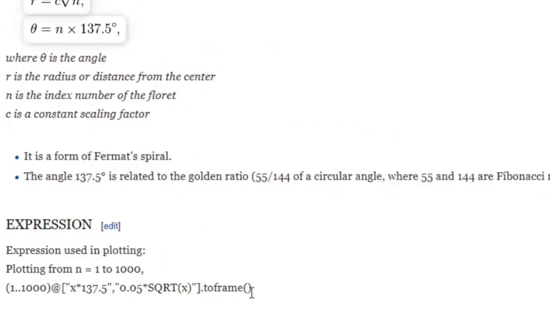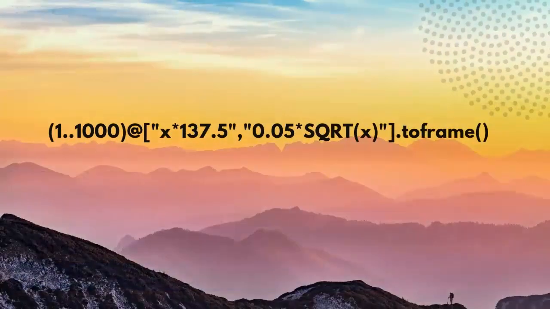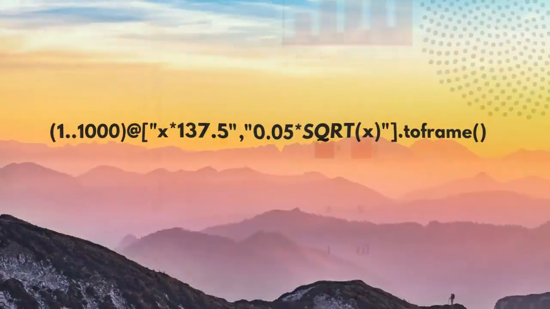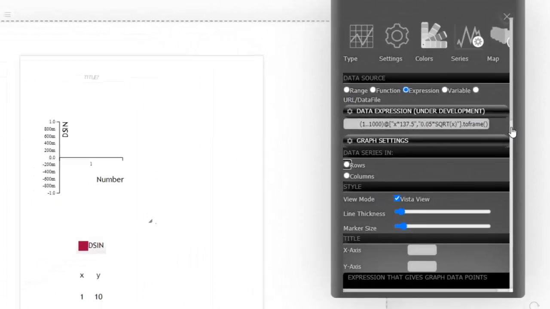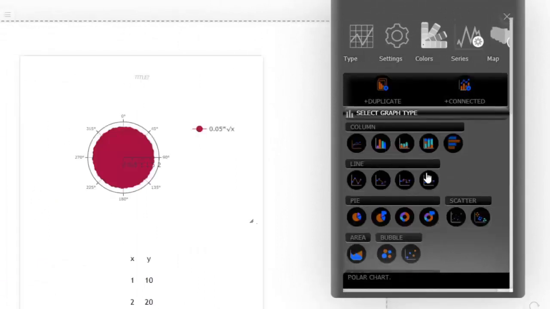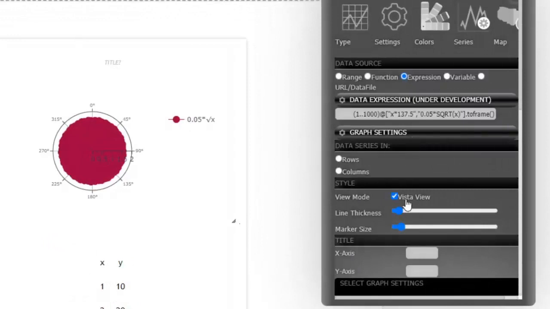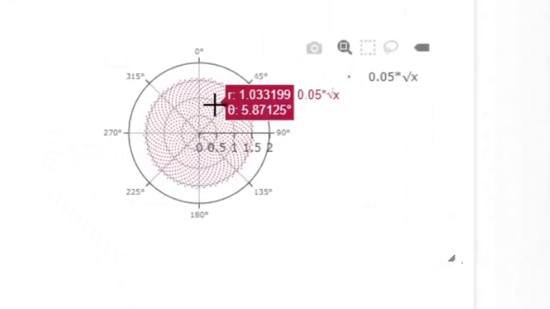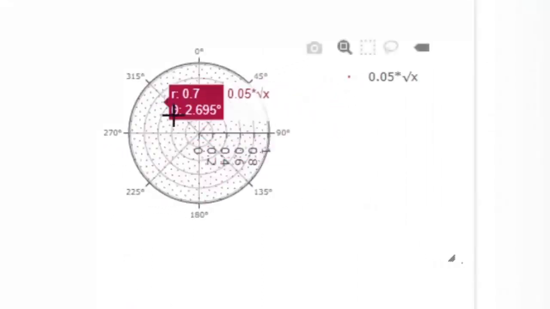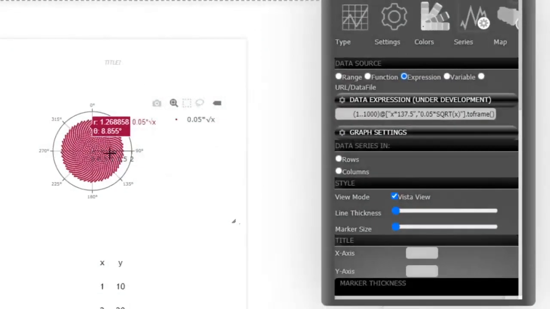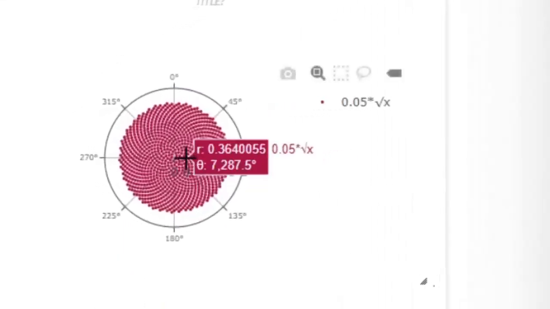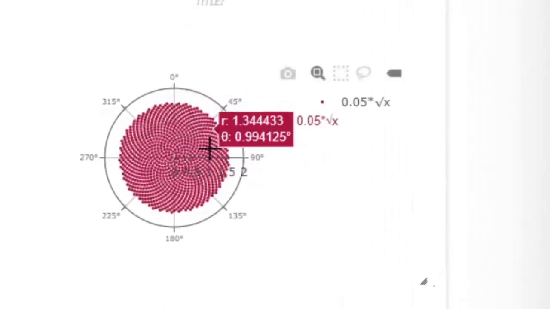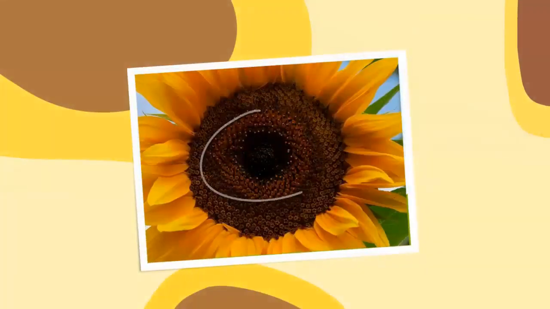Now, if we took this equation that plots this particular set of r theta values and put it into a graph, let's go to the graph and change its expression to this, and say that I want to see the polar chart. Now we want the line thickness to be very small and the marker size to be very thin, so that we can actually see the arrangement of the dots inside of it. Let's increase the marker size by a very little bit, and you can see that clearly there is a spiral pattern here.